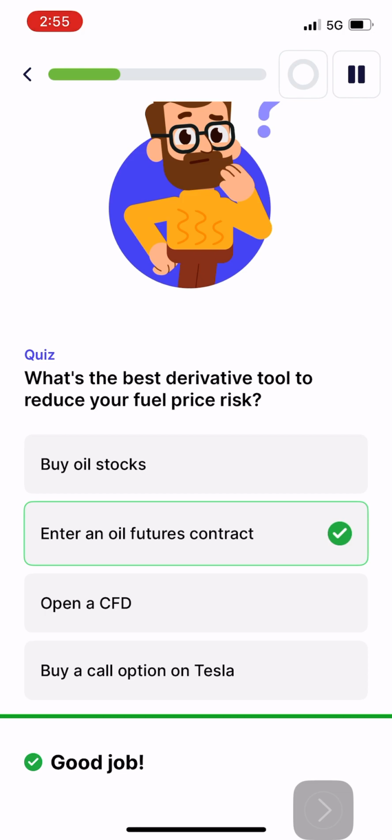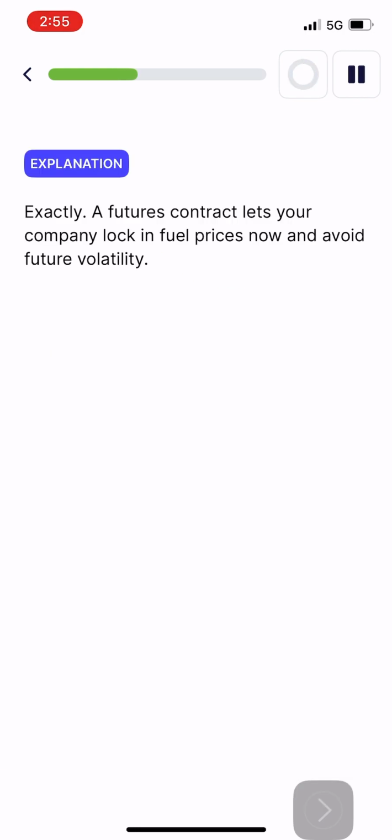Yes, you're right. Exactly. A futures contract lets your company lock in fuel prices now and avoid future volatility.